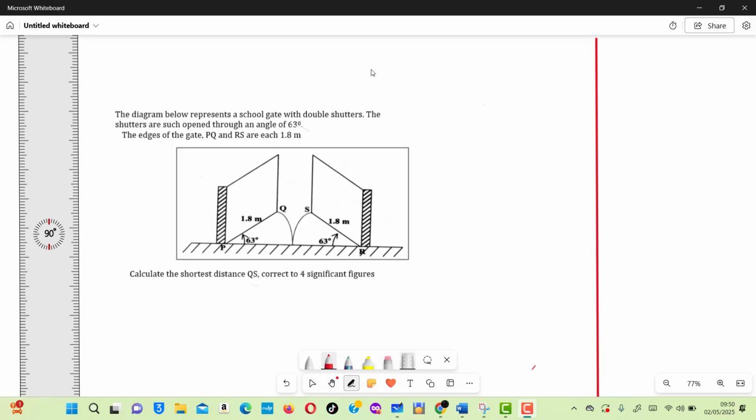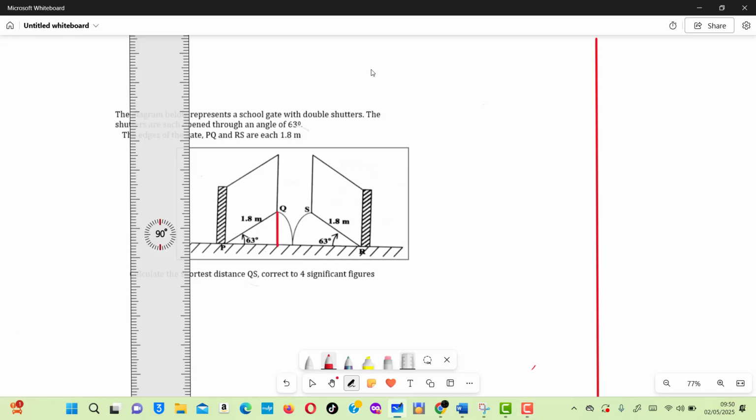Let us solve this step by step. Each shutter forms a right angled triangle. We mean that if we drop a perpendicular from Q to meet the horizontal PR somewhere here, we can form a right angled triangle. So let's try to do that.